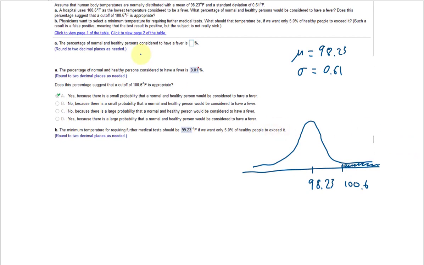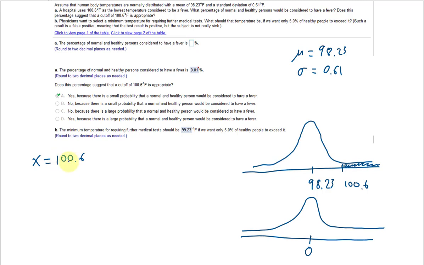Now, in order for us to find the area, we first need to convert this to the z-score. Okay, the z-score. So we know that with the standard normal curve, the z-score has the mean of 0. This is the mean of 0. Now we need to convert this x point, the 100.6, to the z-score. And we know that the z-score has the formula x minus the mean over sigma.